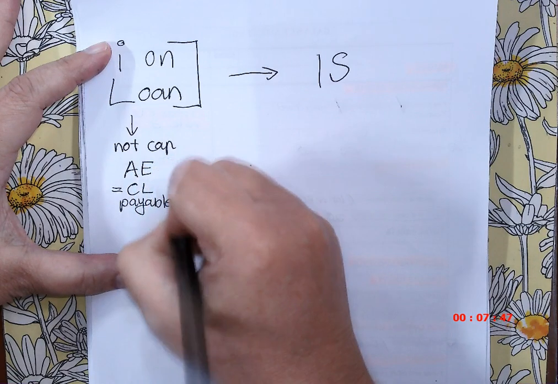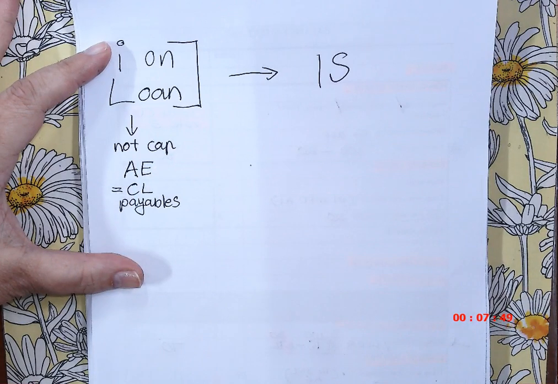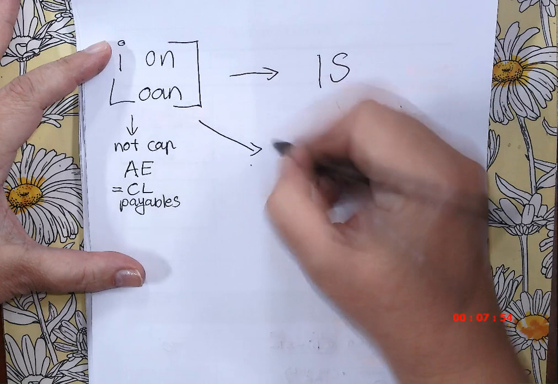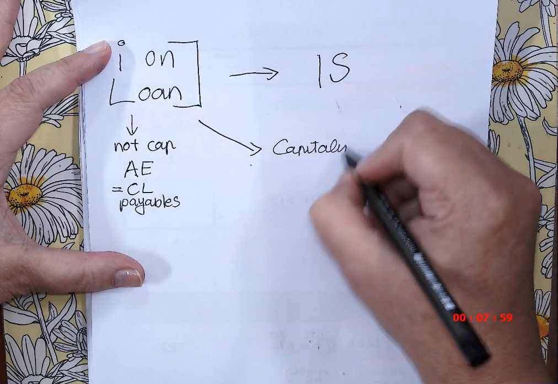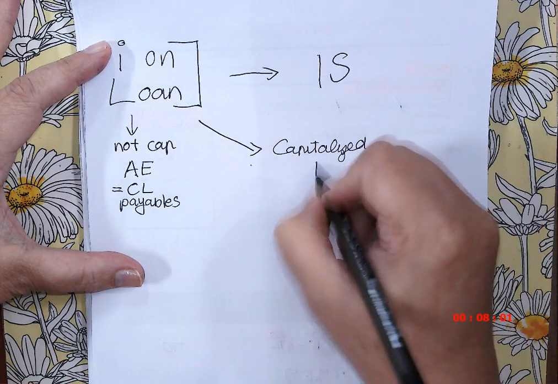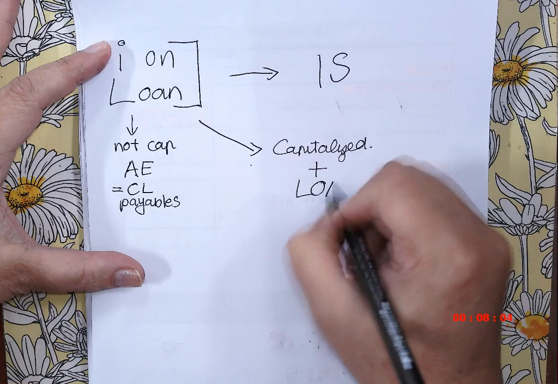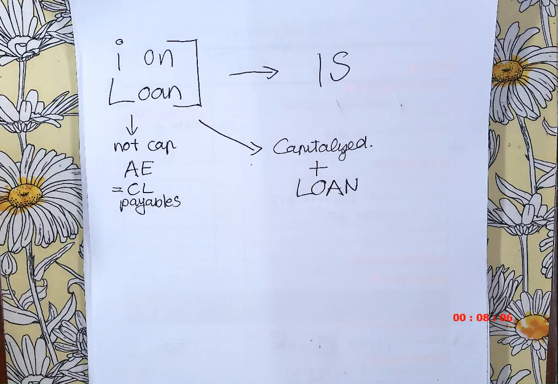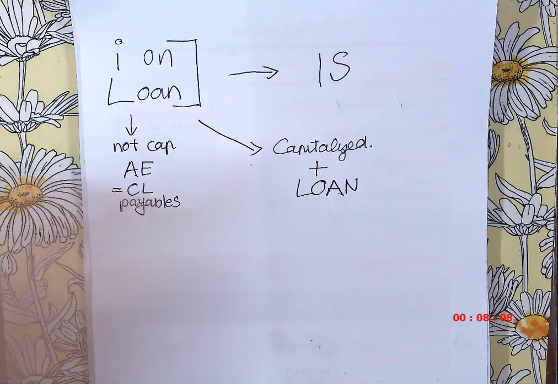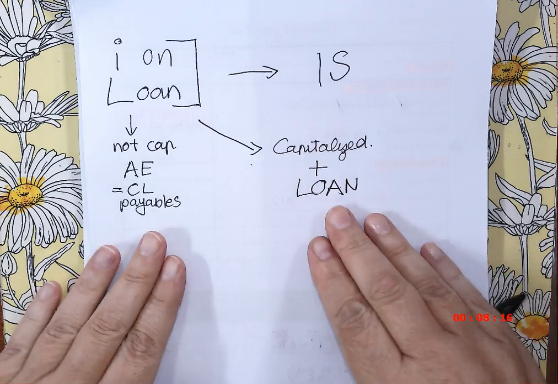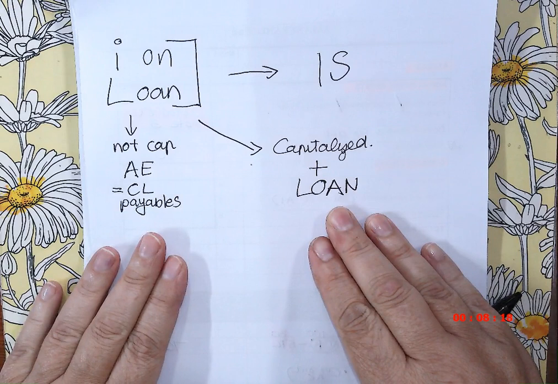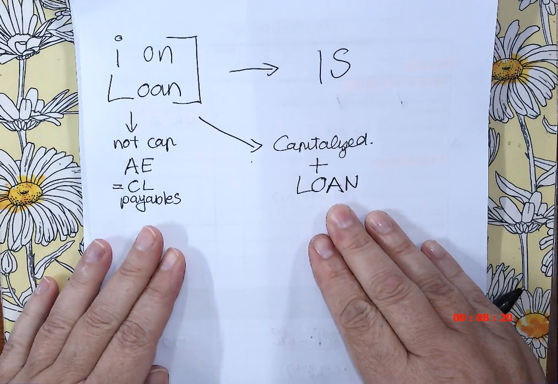But I can tell you, chances that you get it like that is very, very small. If it is capitalized, then you're going to add it to the loan. Can you see the income statement doesn't matter? You show the total interest for the year. But when I go to capitalized, not capitalized, it's just where I show it in the face.